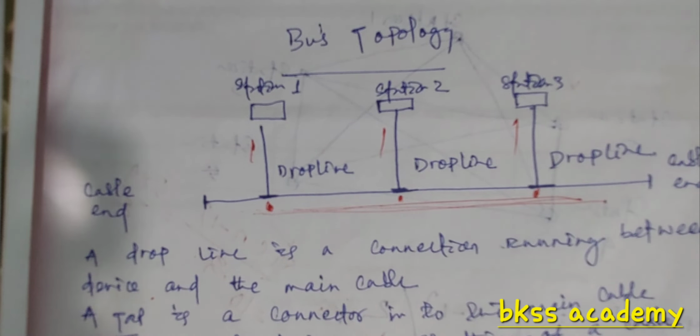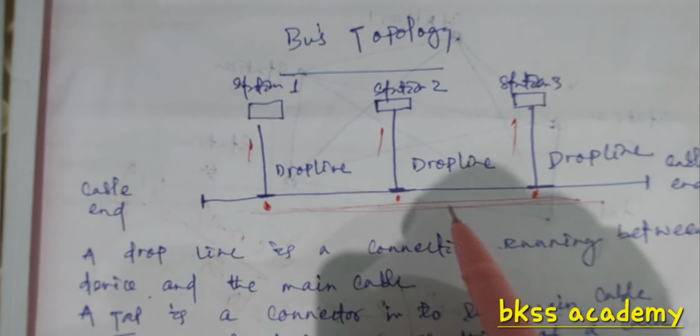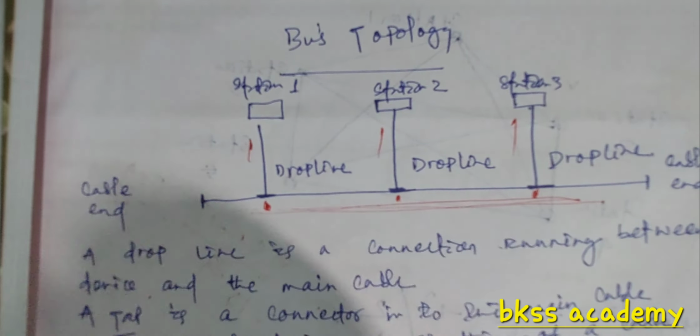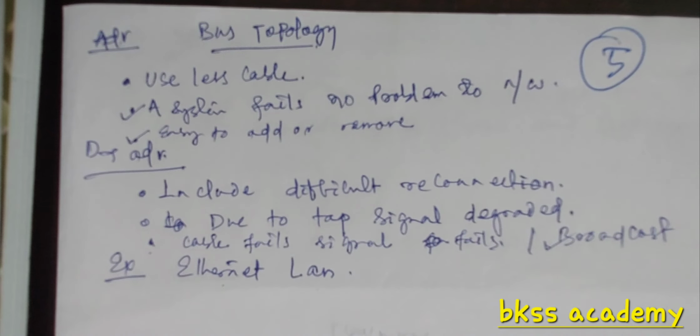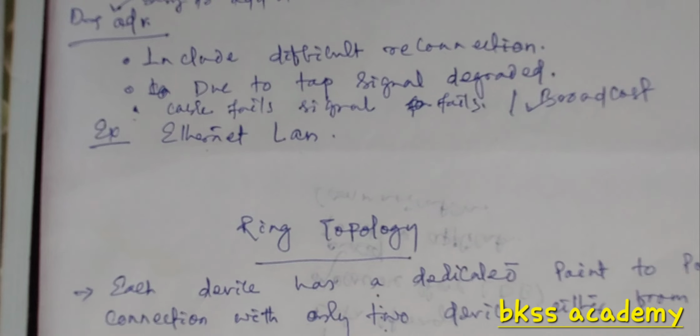A tap is a connector into the main cable made by puncturing the sheathing of a cable to contact the metallic core. This tap helps connect the main cable to the station through the drop line. Advantages of bus topology: uses less cable, if a system fails there is no problem to the network, easy to add or remove. Disadvantages include difficult reconnection due to the tap, signal degradation, and if the cable fails, the signal fails. Its example is Ethernet LAN.